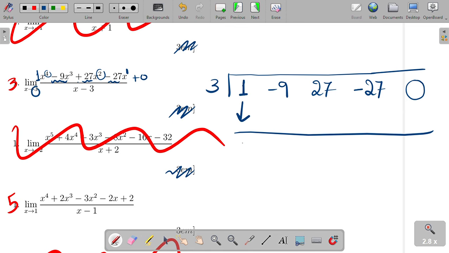So now, bring down the 1. Now, 3 times 1 is 3. What am I going to do with these two numbers? I add them. Negative 9 plus 3, using your calculator, for God's sake, do not make any silly mistake. It's going to be negative 6. 3 times negative 6, which is negative 18. Same thing, using your calculator. 27 minus 18 is going to be 9. Then 3 times 9 is equal to what? 27. Right, great. Now, negative 27 plus 27 is 0. 3 times 0, which is 0.